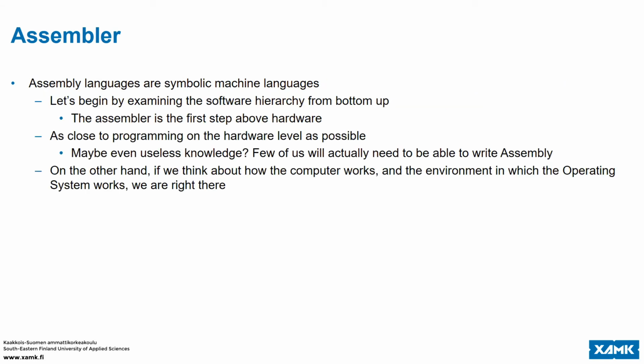To recap a little, assembly languages are symbolic machine languages. There exists more than one assembly language, as it is tied to the CPU that you have in your computer. So different CPUs have different machine instruction sets, and therefore different assemblers and assembly languages. If we begin by examining the software hierarchy from bottom up, then the assembler is the first step above hardware. This is as close to programming on the hardware level as possible.